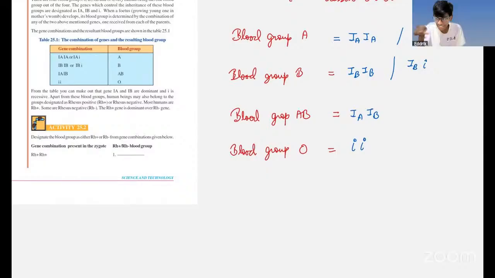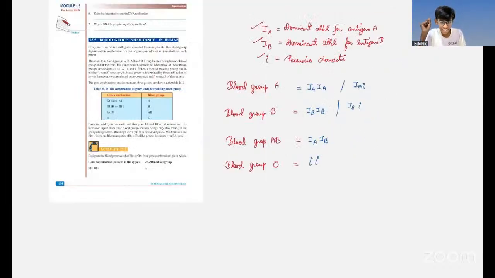Actually the I stands for something. Big I stands for isoagglutinogen, but small i stands for inactive allele.